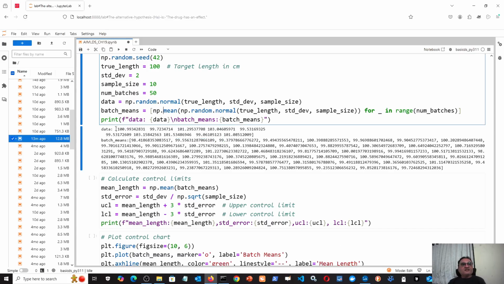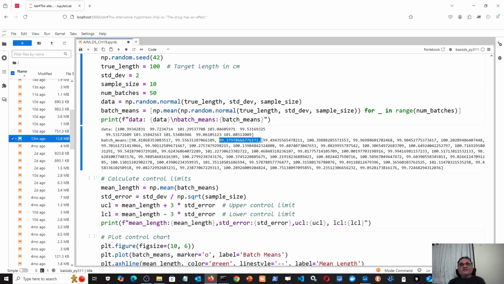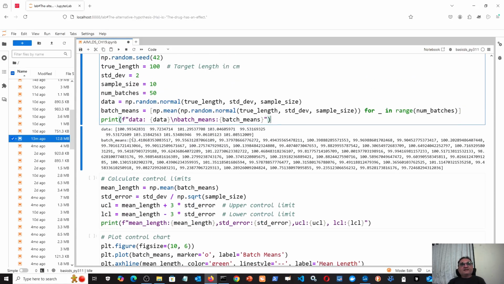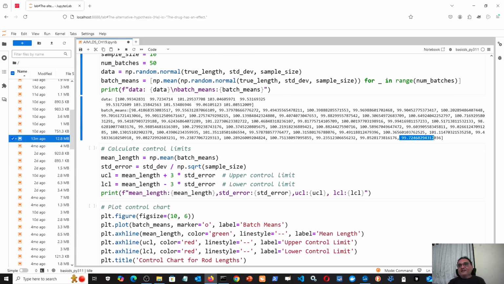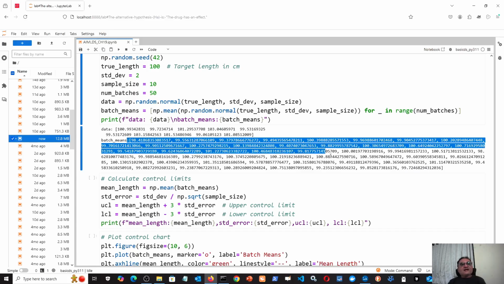Suppose that mean comes out to be this much. Then I will take a third batch. It will also have some 10 observations like this, and I will find the mean of that. Similarly, I will finally take the 50th batch. These are the values of lengths of 10 rods, and this is the mean value for that 50th sample. So these are the batch means.